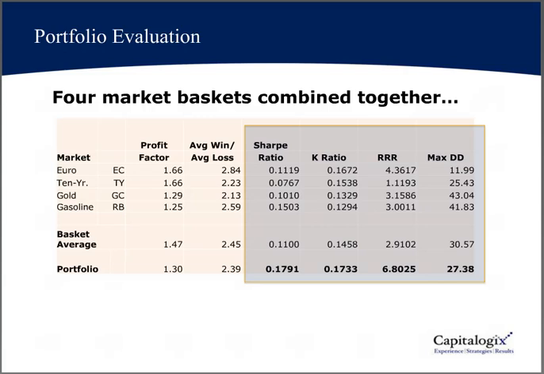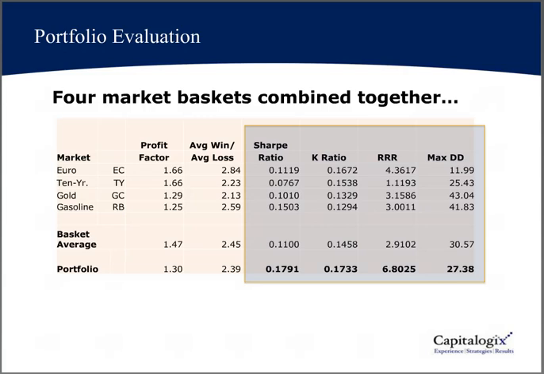What we have here are the four markets: Euro, 10 years, gold, and gasoline, RBOB gasoline. We have the symbols just in case you want them. Then we have the profit factor. Looking at a profit factor, obviously above 1, approaching 2 is better, but sometimes people look at their profit factor and they get a profit factor of 8.